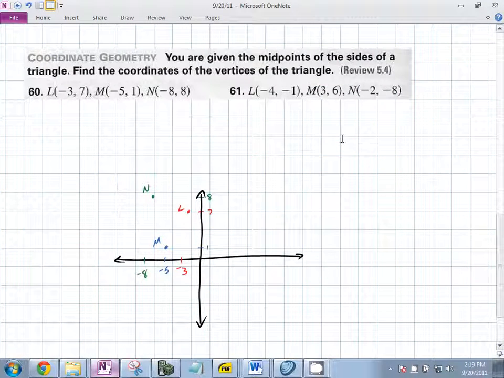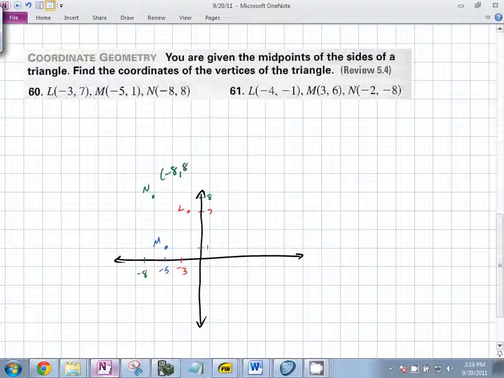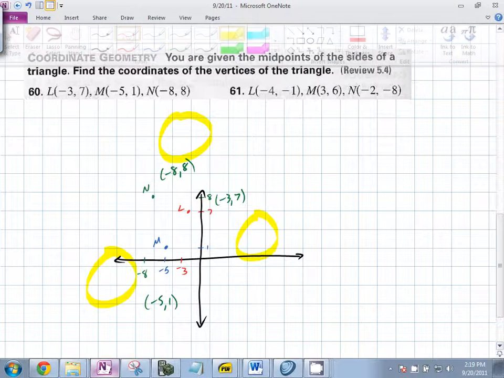Okay, so again, what's N? N is -8, 8, right? And what's L? -3, 7, and M is -5, 1. Okay, so we understand there's a point. Let's just draw where we think we know the points are. We know there's a vertex somewhere out here, and a vertex somewhere up here. Do you agree with that?